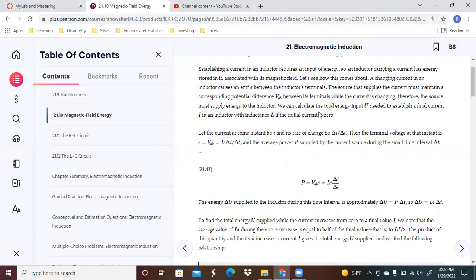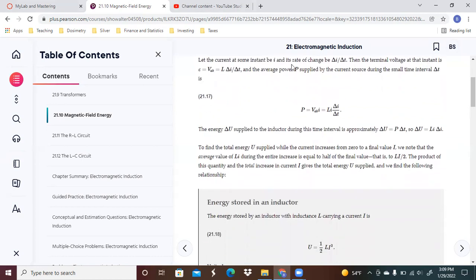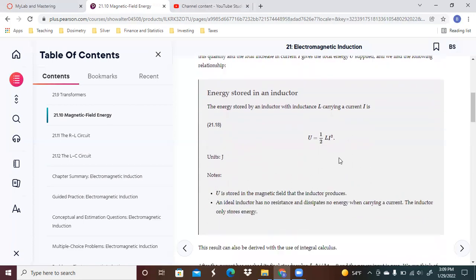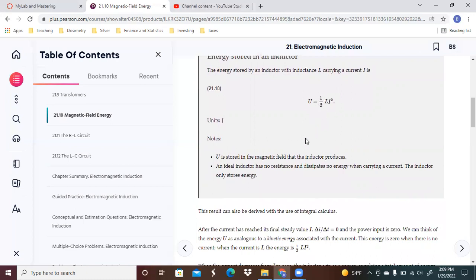We can calculate the total energy input U needed to establish a final current I. Let the current at some instant be I, and its rate of change be this. Then the terminal voltage at that instant is going to be this. The average power is going to end up being this. The energy supplied to the inductor during the time interval is going to be this. So the change in that energy is going to end up being this. Bottom line, the energy stored by the inductor ends up being 1/2 Li squared.